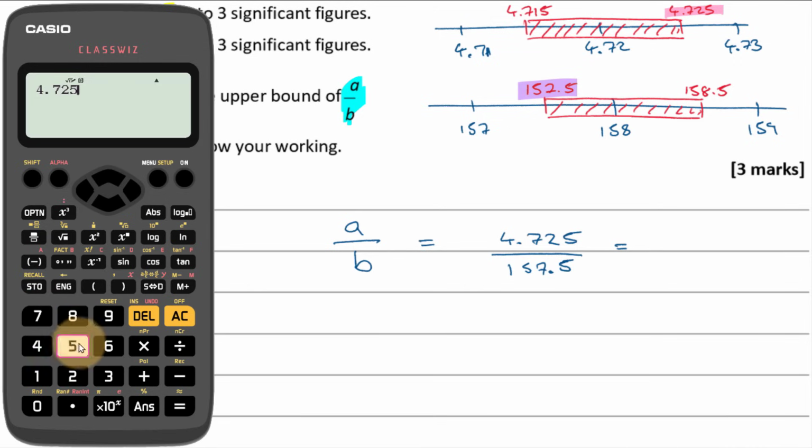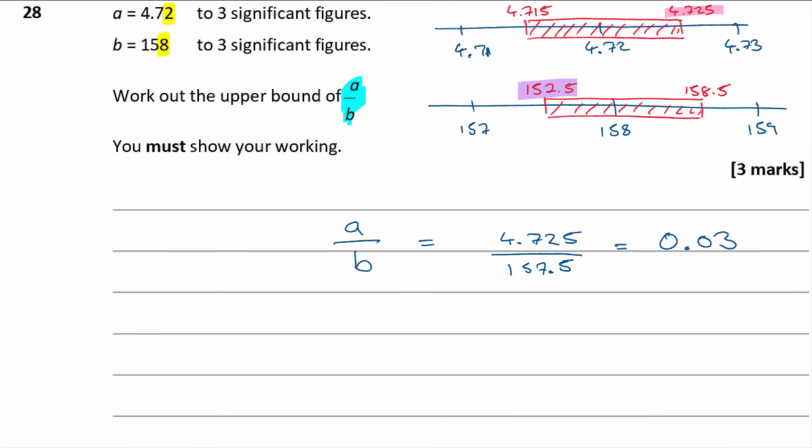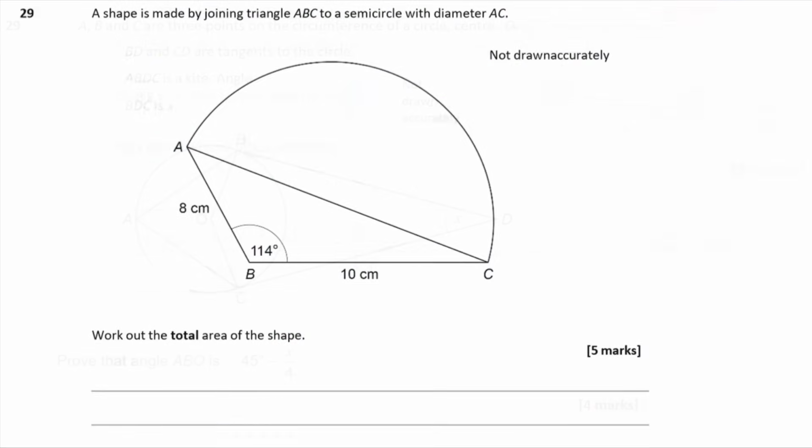So 4.725 divided by 157.5, that comes out to be 0.03. Okay, so that is my upper bound. So that is my upper bound of A over B. It's 0.03.